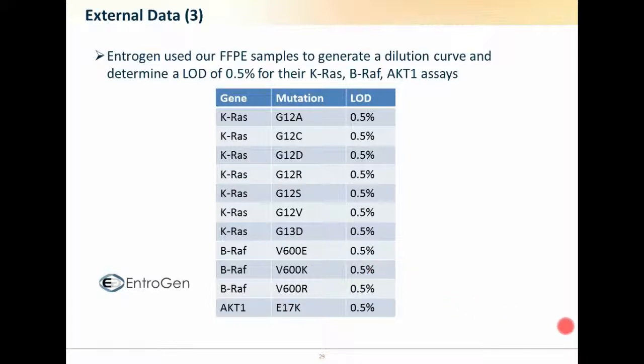This has been a nice study that Entrogen undertook, and this is using their kits. They have KRAS, BRAF, and AKT1 kits available. They took our FFP samples and generated a dilution curve using our FFP samples, and were able to show that for all of their assays, they have a limit of detection down to 0.5%. I should mention that all of our application data is available on our website in the download section. So if you want to read a little bit more about this study, you can go on there and download that.